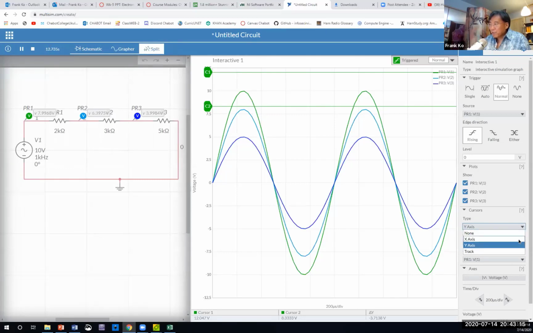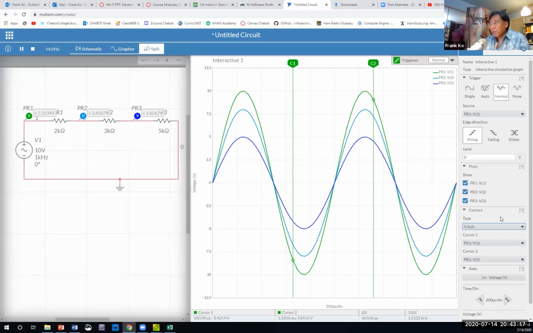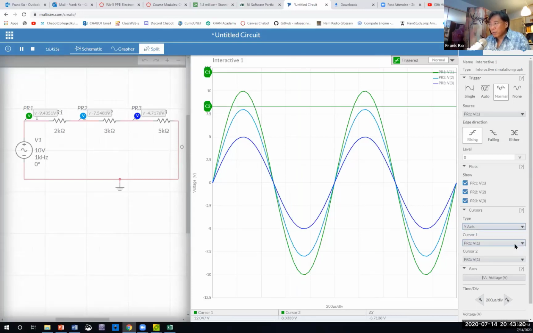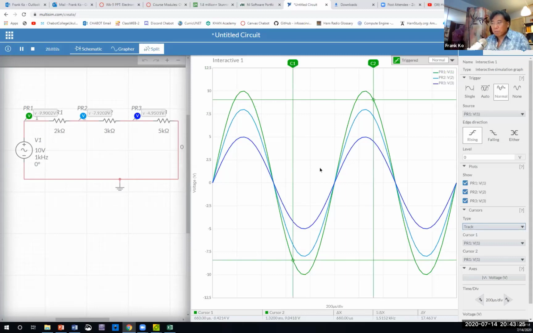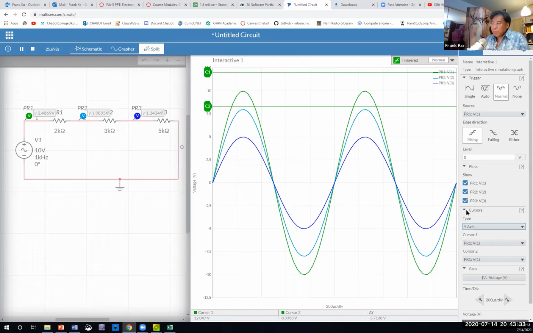You want the x-axis cursor? X-axis cursors go this way. If you want the y-axis cursors, which is what we were using, they go this way. If you have a track, this allows us to track points. We're not using that particular one just yet, but let's stay with the y-axis. So you have to open up the cursor control panel, select y-axis, and then you have your cursor 1 and you have your cursor 2. So cursor 1 and cursor 2. And once the cursors appear, then you grab them and you can place them anywhere you want.